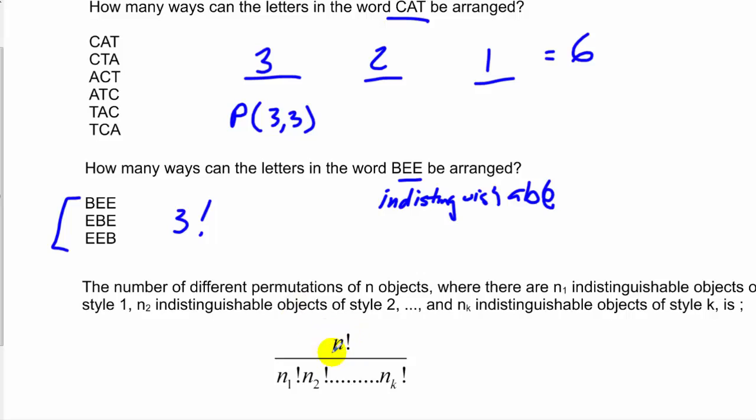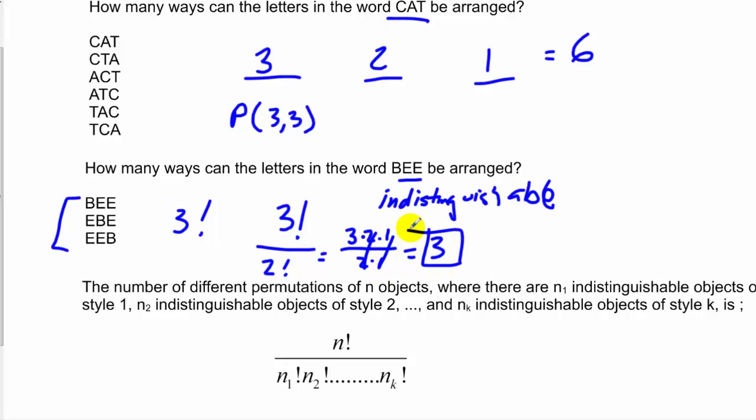We take the total number, factorial it, and then divide that by each number of items that's indistinguishable, and its factorial. So in this case, I had 3 factorial, and E repeated itself twice, so I'm going to divide that by 2 factorial. 3 factorial is 3 times 2 times 1. 2 factorial is 2 times 1. Reduce out, get a total of 3 different arrangements, which is what we had. Let's do some more practice.